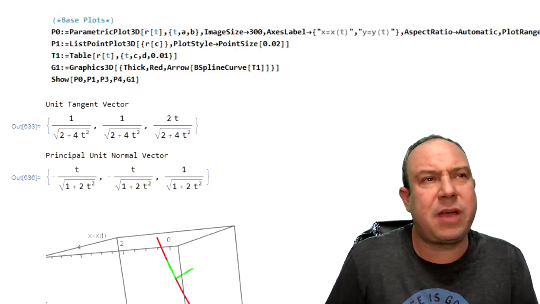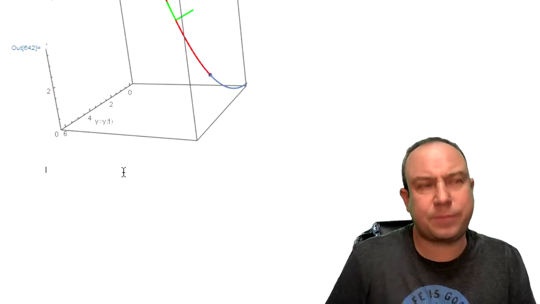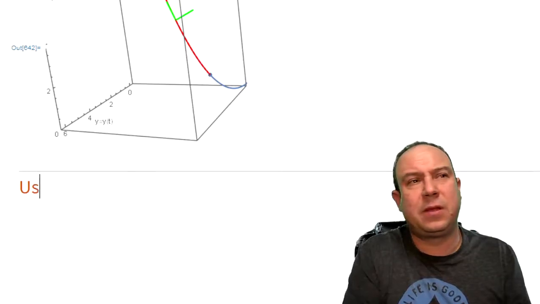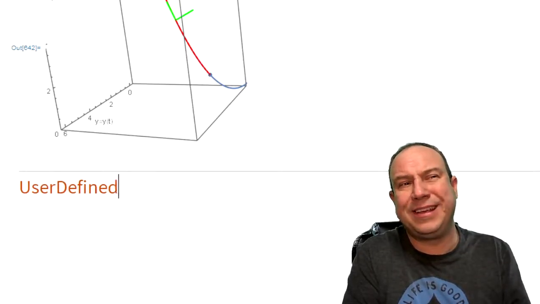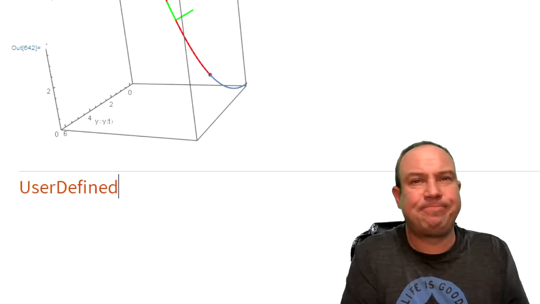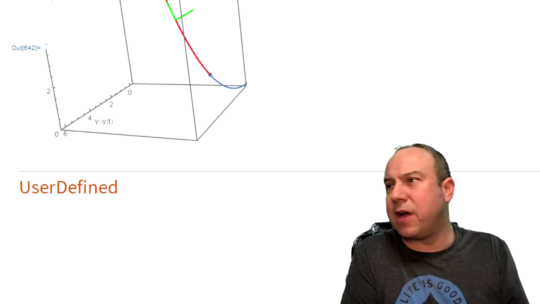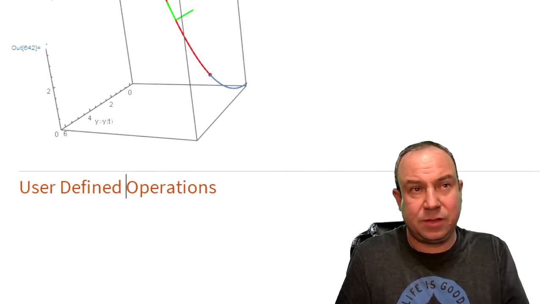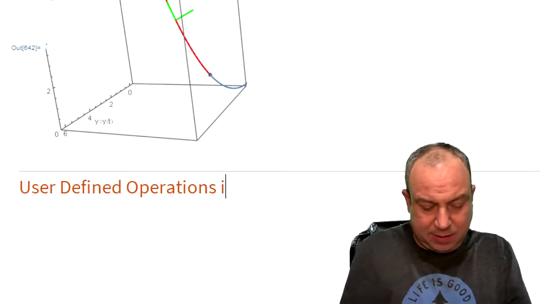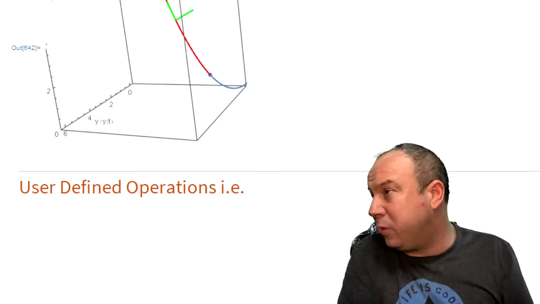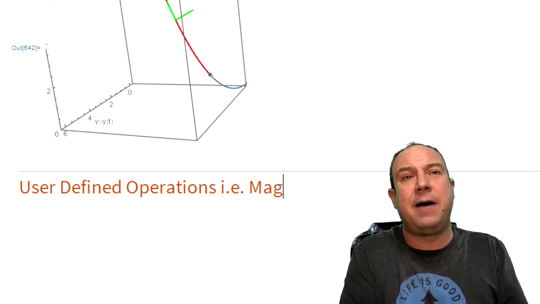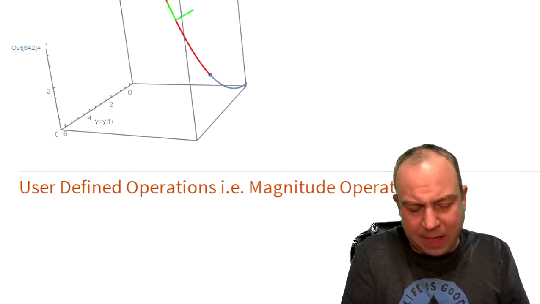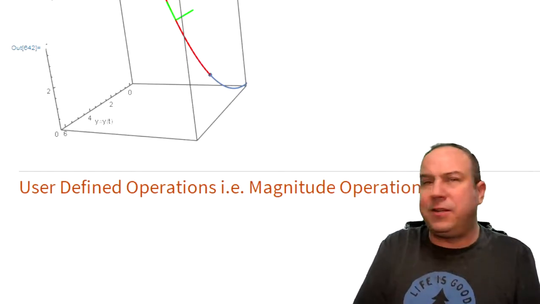Now, another thing I was going to show you here, folks, that we might add on here is user-defined operations. And let's do an IE on this. For example, what I mean here is a magnitude operation. All right, let's build a magnitude operation here, folks.